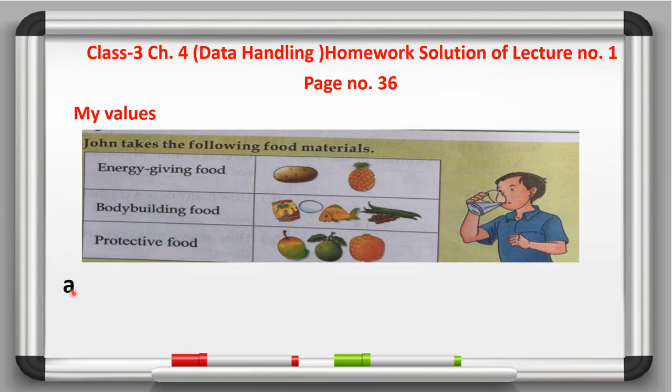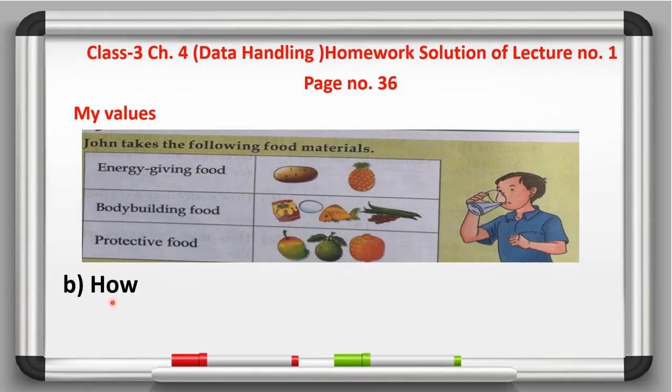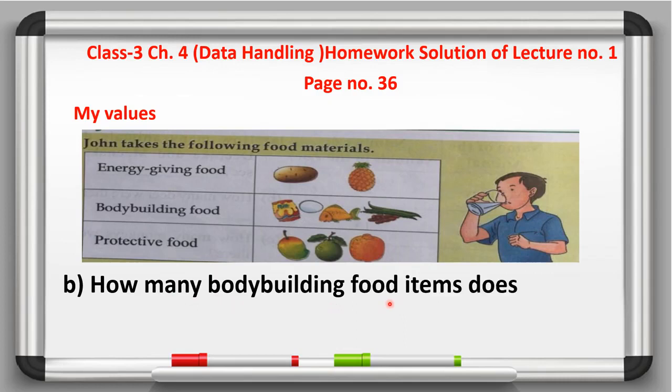So here it is given in A part, how many energy giving items does John eat. एनर्जी गिविंग आइटम्स जो है जोन कितने खाता है. तो यहाँ पे हम देखेंगे in energy giving food there are only 2 items. So here we will write 2. Okay. Now the next one, B part, it is given how many bodybuilding food items does John eat. So let's count bodybuilding food 1, 2, 3, 4 and 5. So 5 bodybuilding food is there. So here we will write 5.